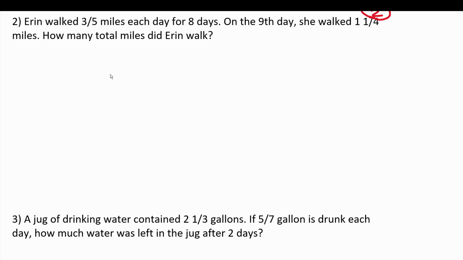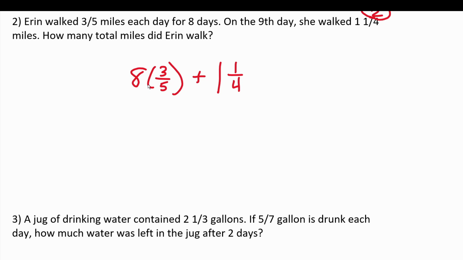So we know that for 8 days, she walked 3/5 of a mile. So that's going to be 8 times 3/5. And on the 9th day, she walked 1¼ miles. So this is the problem we're trying to work out. As you can see, we have multiplication involving a whole number and a fraction, as well as addition involving a mixed number. So let's see how we're going to deal with this one.